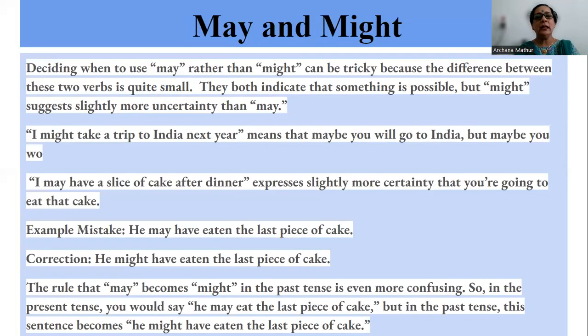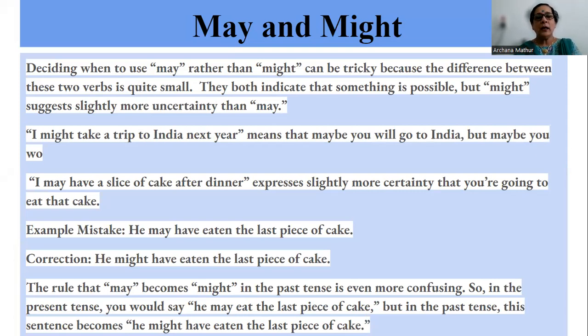Next set is may and might. Now, deciding when to use may rather than might can be very tricky because the difference between these two verbs is very small. It's like negligible. They both indicate that something is possible, but might suggests slightly more uncertainty than may. May also gives you a kind of uncertainty, but might is a bigger uncertainty.